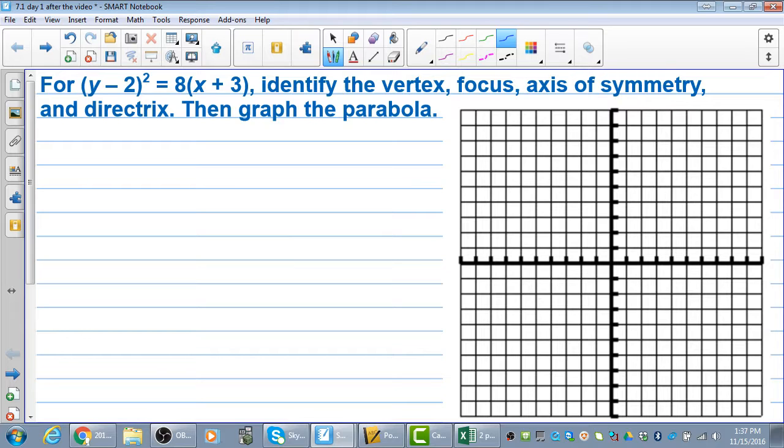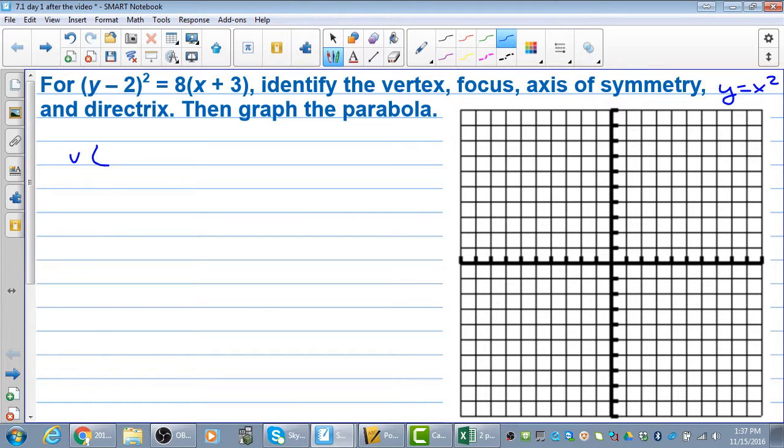Here we go. 4(y − 2)² = 8(x + 3). Identify the vertex, the focus, the axis of symmetry, and directrix. Then we'll graph the parabola. I always think of y = x² when I do these. I know that opens up. I've known that for a long time, and hopefully you have too. So I think every time x is squared, it opens up or down. Every time y is squared, by process of elimination, that's right or left. So we have our parabola opens either right or left.